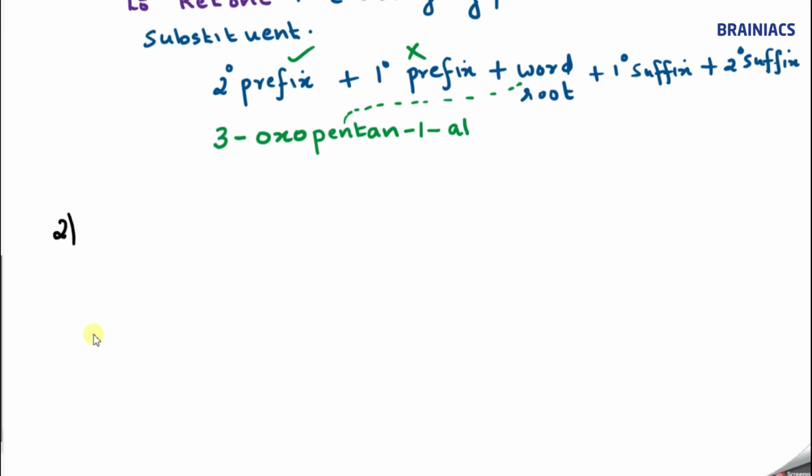So you have something like HC double bond O, correct? Then C double bond O, okay? Then CH2 COOH. So this is the question. Now let's start analyzing the question.